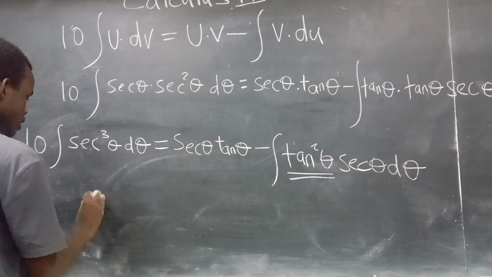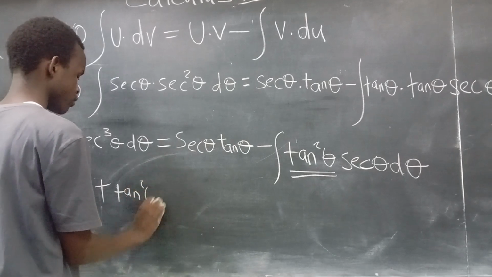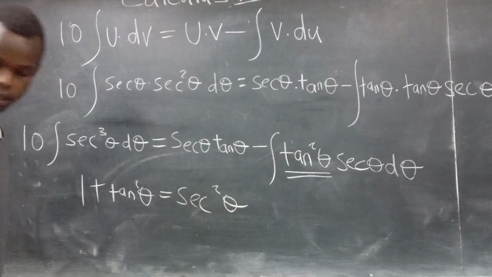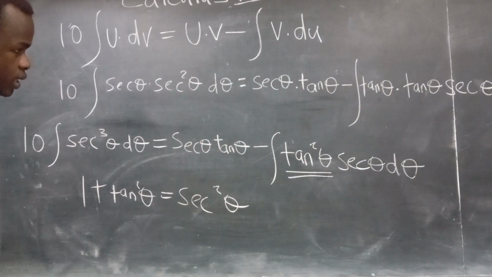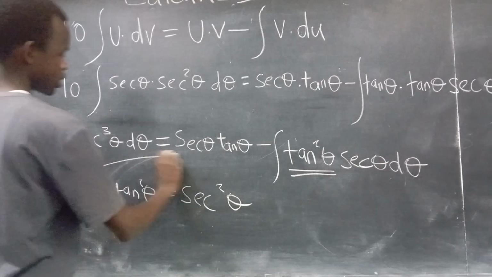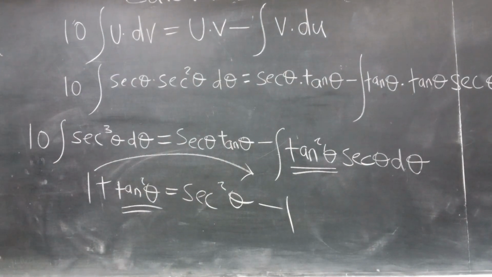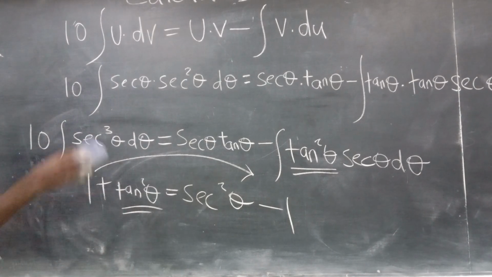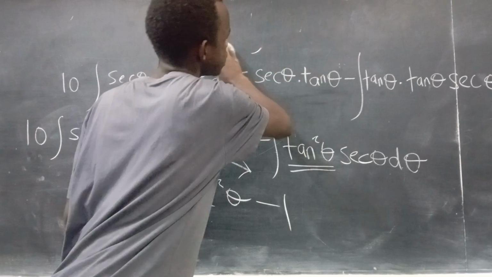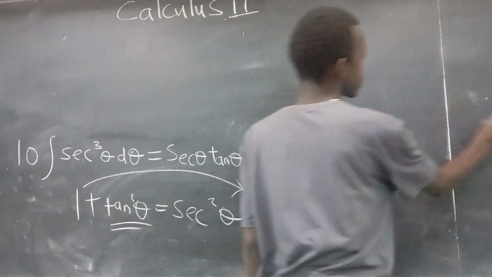From here now, this is where we'll replace tangent squared theta with our Pythagorean identity for that. So the Pythagorean identity says 1 plus tangent squared of theta is the same as secant squared of theta, right? So for us to get our tangent squared of theta, is just taking 1 to the other side, so just minus 1, okay? So we'll replace all this information with that. As we said, it's long, but it's worth it. The process can be tiresome.